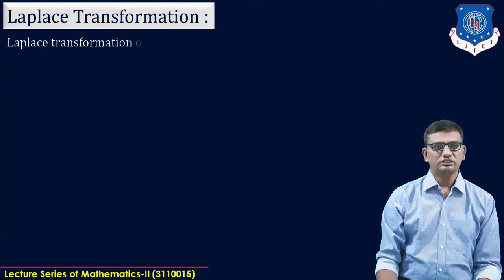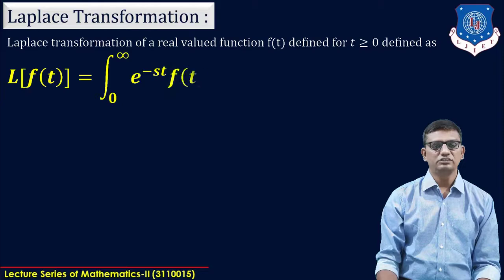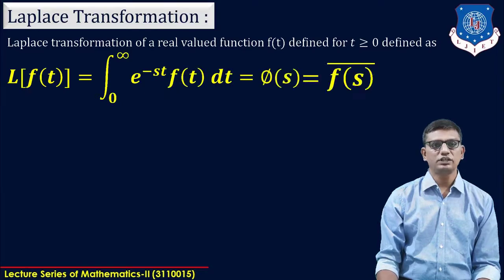Here the Laplace transformation of a real valued function f(t) defined for t greater than or equal to 0 is defined as L of f(t) equals the integration from 0 to infinity of e raised to minus st times f(t) dt. After solving this improper integration, we get some function of s, and this function of s is denoted as phi of s or f bar s, and this function is actually our Laplace transformation of the given function f(t).